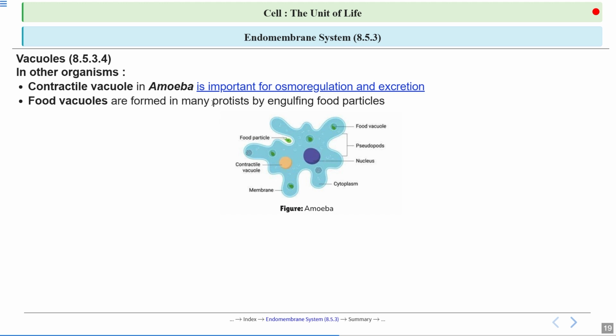So amoeba, as I have told you, is a protist. Protists are what? Protists are unicellular eukaryotes. So this is a eukaryote. That's why a nucleus is shown here. Clear? Eukaryotes have a true nucleus within which the genetic material is present. So they have food vacuoles, and they have contractile vacuoles, by which they do osmoregulation. Okay, this is clear.